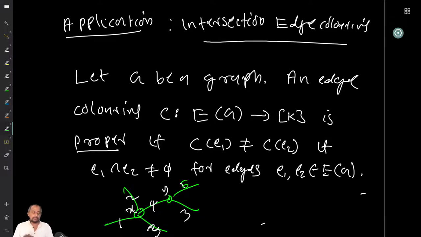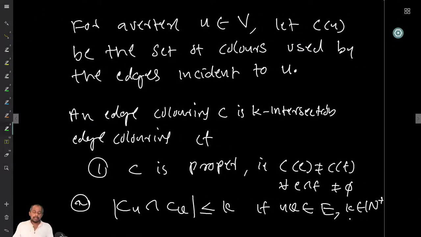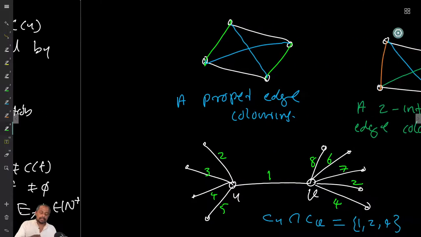So when K becomes 1, what we get is a stronger version called strong edge coloring. We will not go into that. Here we want two conditions. One is that the coloring is proper, that is mandatory. The second condition is that the intersection of C(u) and C(v) is at most K for any edge uv in the graph. Such a coloring is called a K intersection edge coloring.